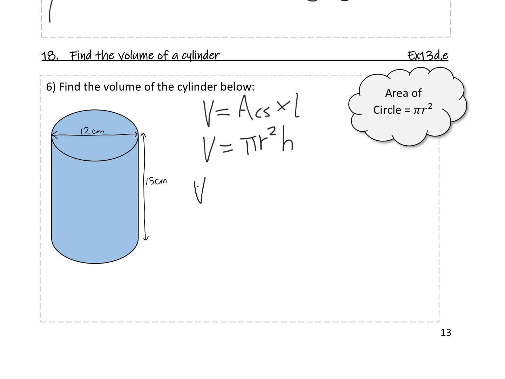So in this case, it'll be V equals pi multiplied by the radius squared. It has a diameter of 12, so the radius will be half of that, which is 6. So 6 squared multiplied by its height, which is 15. Put that in the calculator and you get 1696.5 to 1 decimal place.